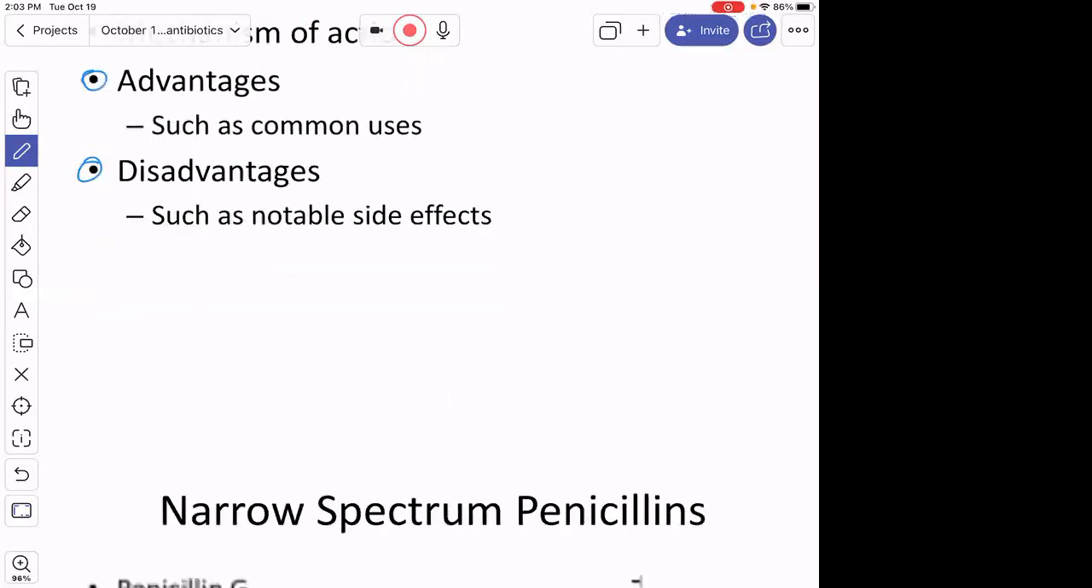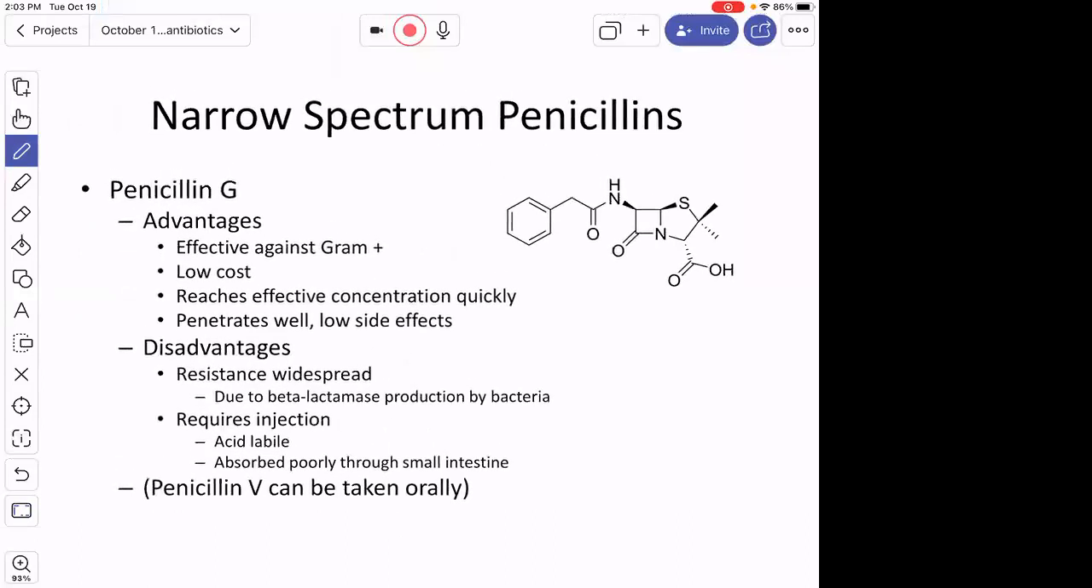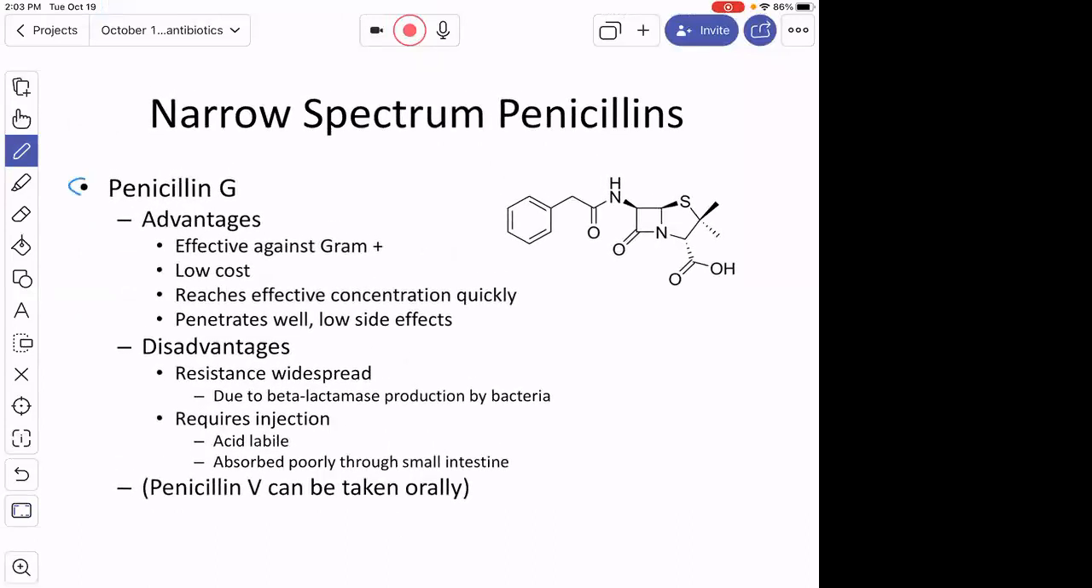All right. Okay, so we'll start out with the narrow spectrum penicillins. Penicillin G, that's the very first penicillin, the Florey and Chain one, mass produced. Why do we call it penicillin G? I think there were several different varieties of it, A, B, C, D, whatever, and penicillin G was the one that showed the best activity against bacteria. So this was the first antibiotic.